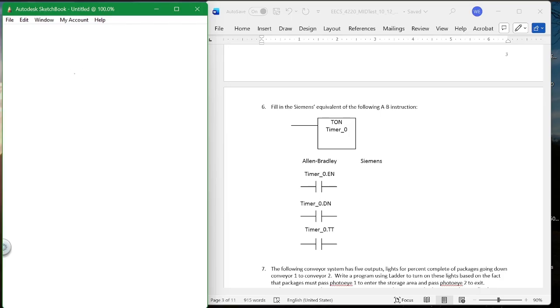How do you do the Siemens version of the timer EN, which is the left one coming in from the left? What is the Siemens? Timer 1.IN. What about the .done? .Q. What about the timer timing? They don't have one, so you have to say the .IN but not the .Q is the timer timing bit. And you use the name Timer 0, Timer 0 dot Q, Timer 0 dot IN.